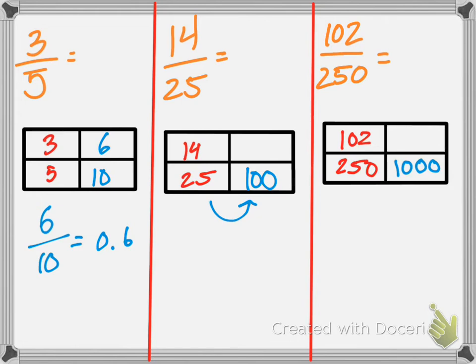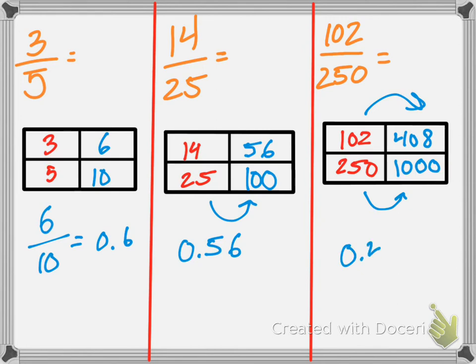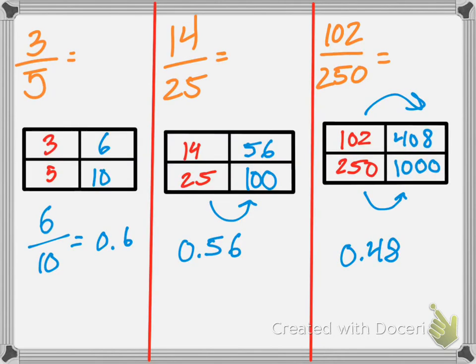Great job. As I'm saying, I'm just going to skip ahead. 14 times 4, if we know it, we get 56. 56 over 100, all it is 0.56. Next one, from 250 to 1,000, it's times 4. So this one times 4 gives me 408. So I get 0.48. That's the ratio table way. Ratio tables don't always work, though.